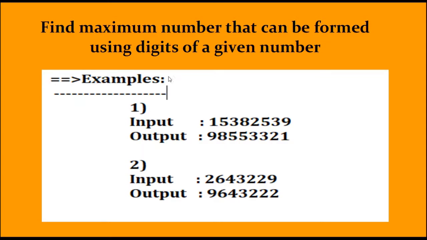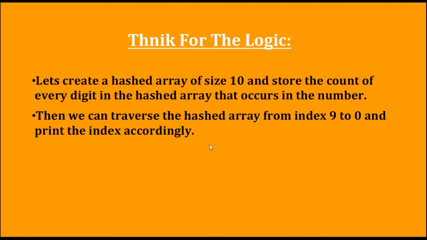So let's see what this problem is about. For example, you would be given a number 153825539. You need to extract the digits from it and print the output as the largest possible number that you can form from these digits. From all the digits, you need to make sure that the number you are printing is the largest possible number. Hope you are clear with the problem. Just think of the logic of how you are going to solve it.